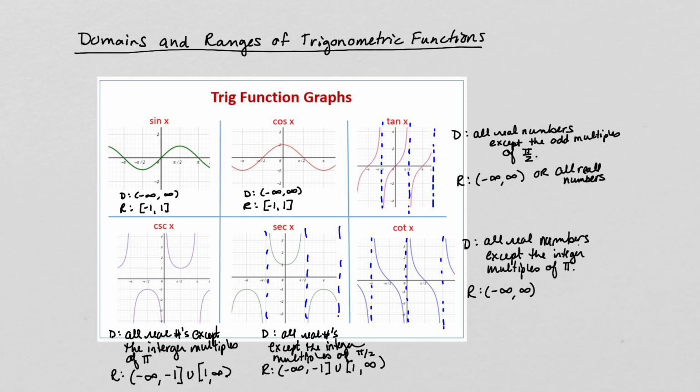So you just have to know what the graphs look like and be able to identify their domains and ranges. All the crazy transformations and all that stuff, we're only doing those to the sine and the cosine graph. We're not doing those to the other graphs as well. You could do them, we're just not going to.